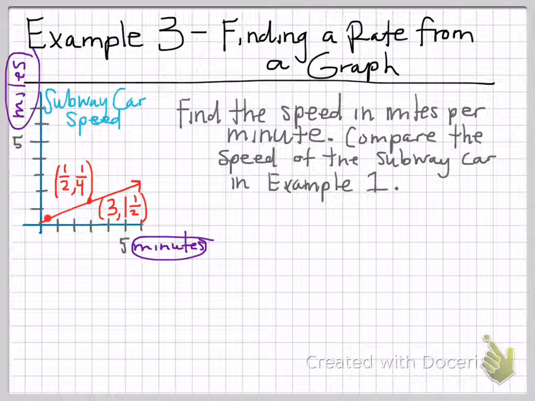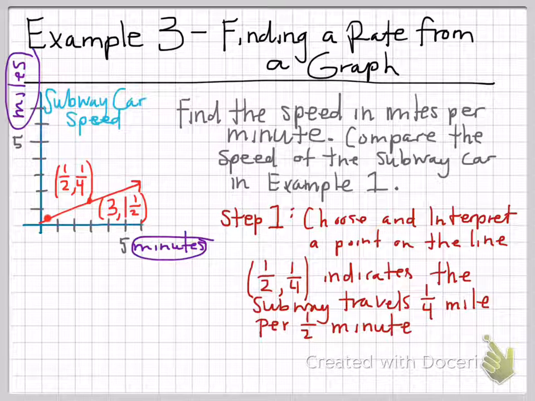So let's go ahead and find it out. It says find the speed in miles per minute. Compare the speed of the subway car in example 1. Once we find the speed of this subway car by looking at the graph, we are going to compare it to example 1, which said 0.5 miles per minute, right? Flip back, yes, 0.5 miles per minute. So we're going to compare them. Which one's faster? Let me walk you through the steps.